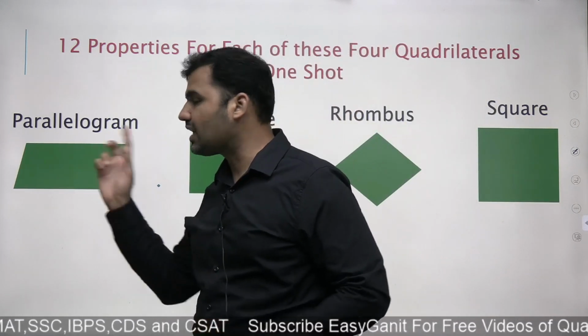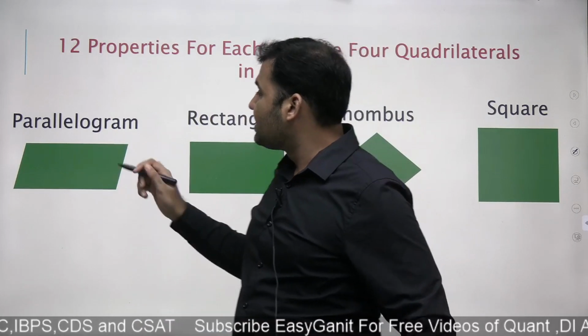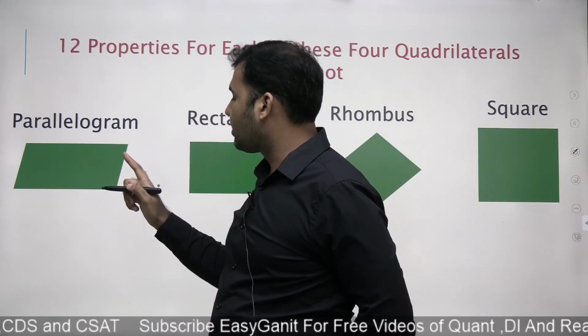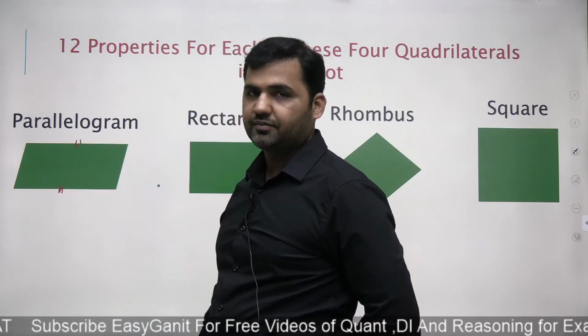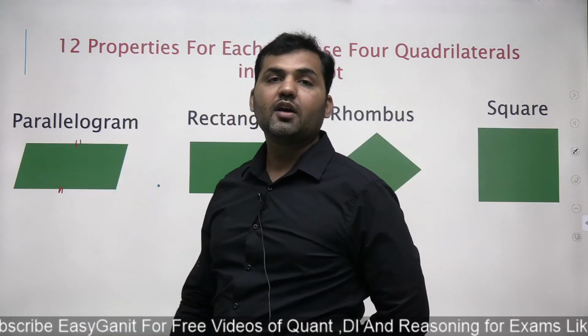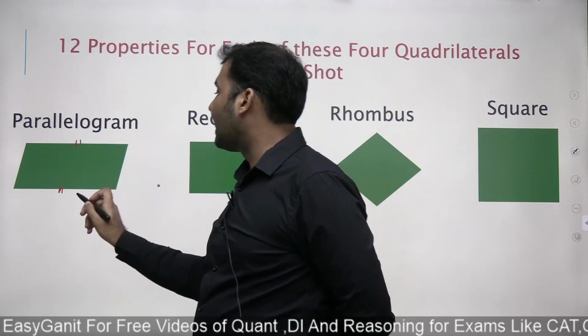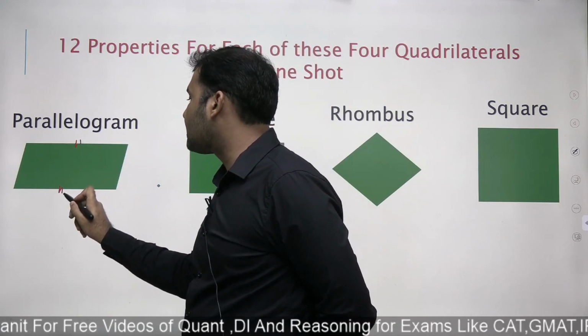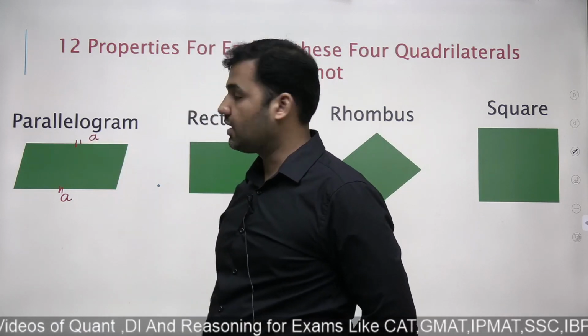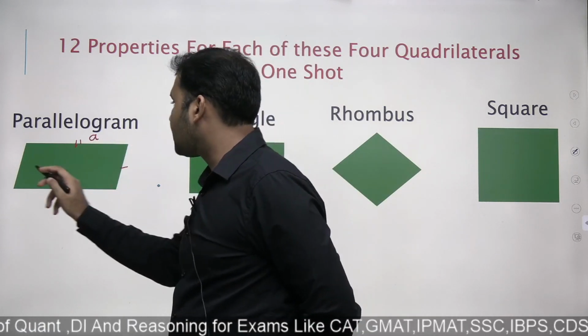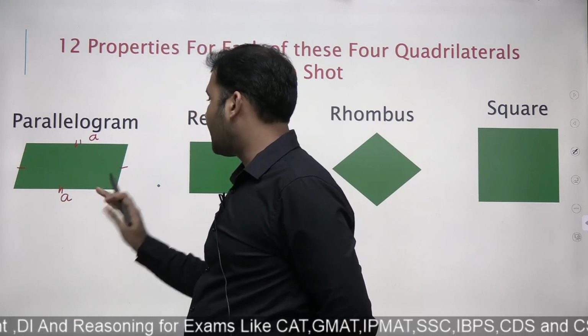What are those basic properties? What is the basic definition of parallelogram? See guys, a parallelogram has opposite sides parallel and equal. Parallelogram की opposite side जो होंगी वो parallel और equal होंगी. That means if I'm saying that this side is A, then this side will also be A and both of these two sides are parallel. And these two sides will also be parallel and equal.